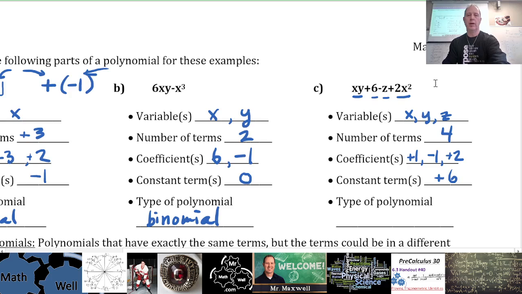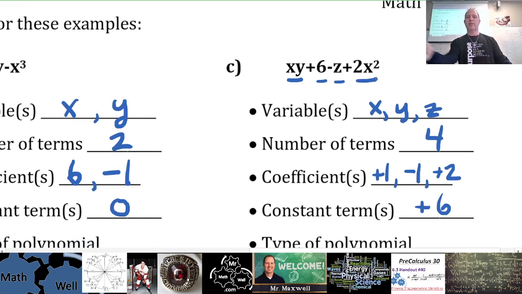The coefficients that I see there are 1 for the xy term, positive 1. This I can't count as a coefficient because there's no variable part, so I'm not going to count that one. I'm going to count a negative 1 for the z term, and I'm going to count a positive 2 for this x squared term. Okay? Anybody have all that so far? Ish? Okay, not a lot of hands.